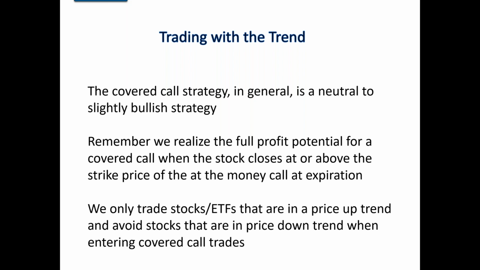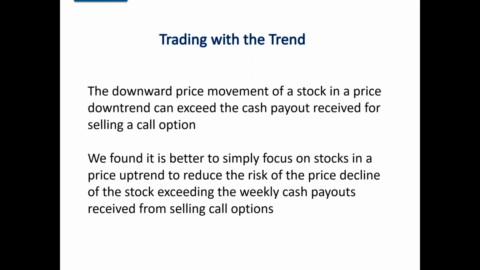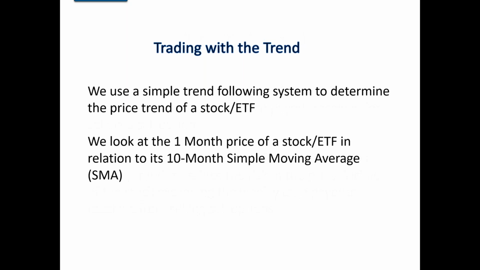But we like to only trade stocks and ETFs that are in a price uptrend, and we avoid stocks that are in a price downtrend when we're entering these covered call trades. The reason we select stocks in a price uptrend is that if you select a stock in a price downtrend, the downtrend can exceed the cash payout you receive every week for selling that call option. So there's no point in trading stocks that are in a price downtrend when there's plenty that are in a price uptrend, because if they're in a downtrend, the price that the ETF declines could exceed those cash payouts you receive every week. So it's just easier and simpler to focus on the stocks that are in a price uptrend.